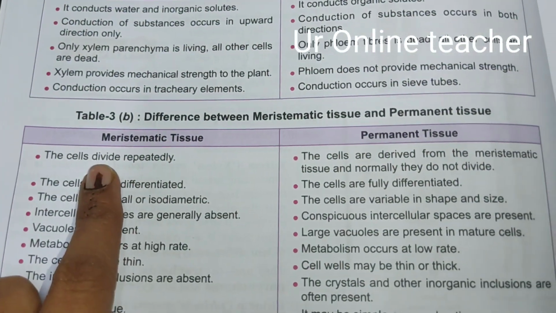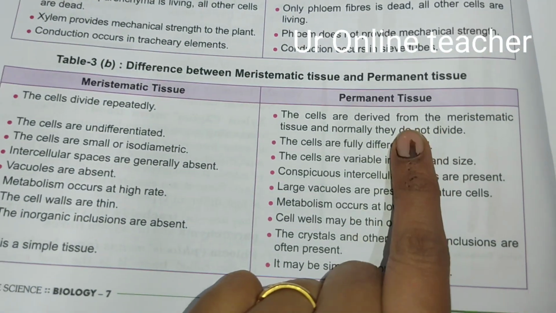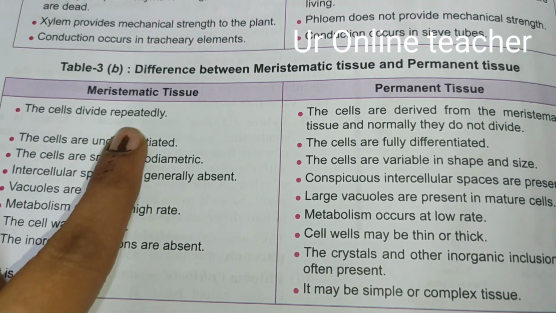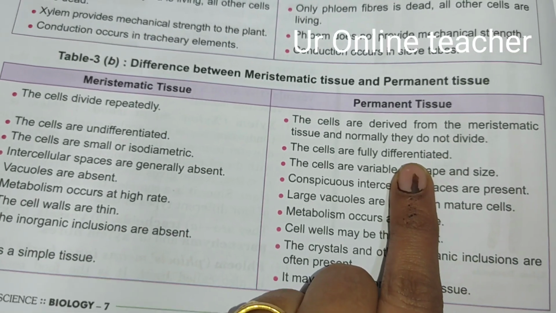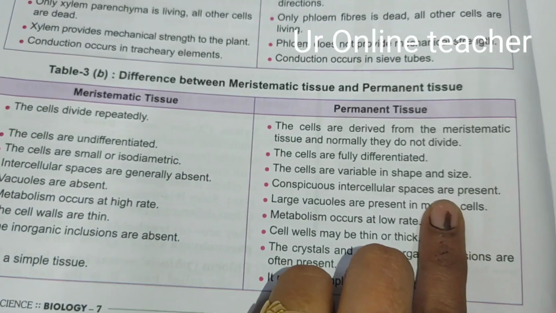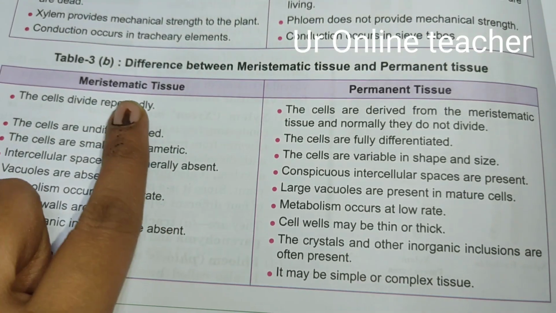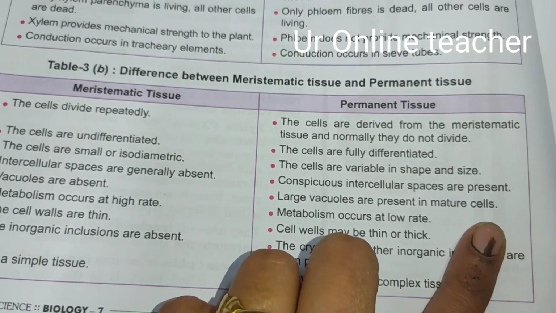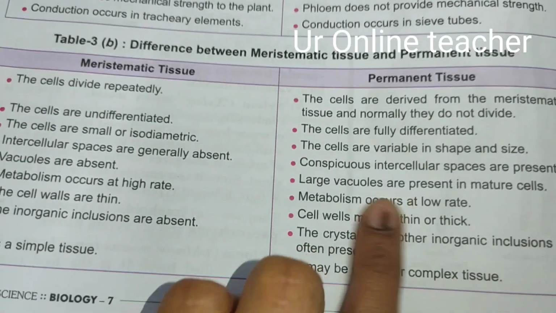So the cells will divide repeatedly. Here in permanent tissue there will not be any division of cells. The cells are undifferentiated. They will not be differentiated, so they will be the same. But in permanent tissue, the cells are fully differentiated. The cells are small or isodiametric. Here there will be different shapes and sizes. The intercellular spaces are generally absent in meristematic tissues, but in permanent tissues, conspicuous intercellular spaces are present. Here vacuoles are absent, but in permanent tissues, large vacuoles are present.